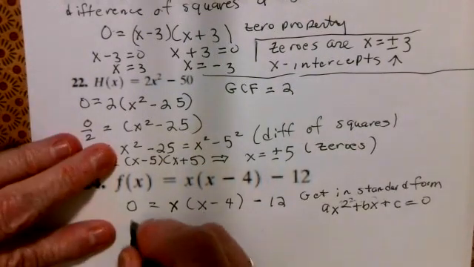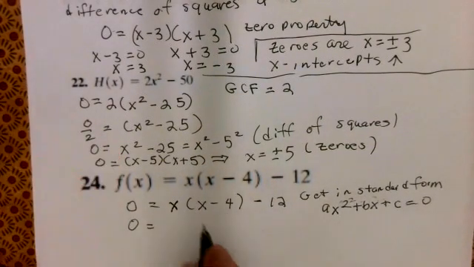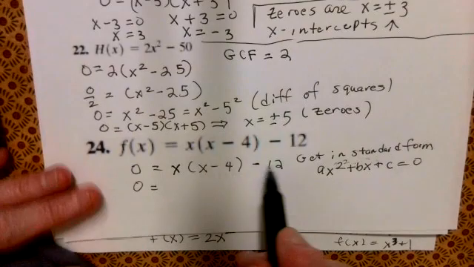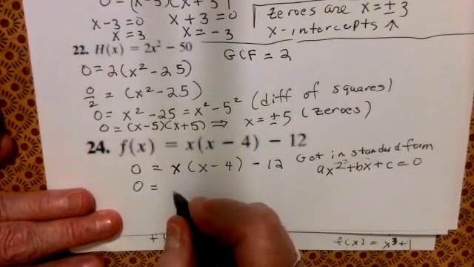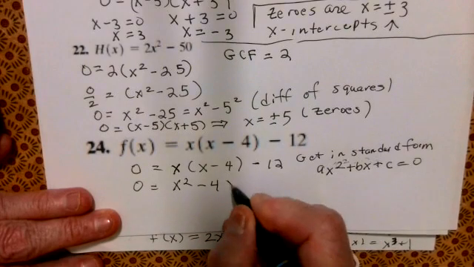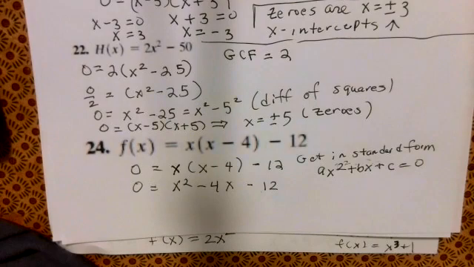Okay, so what we're going to have to do is multiply. Factoring is undoing multiplication, but in this example, we have to multiply first and then factor. So we're going to have x squared minus 4x minus 12. And now it is in standard form.